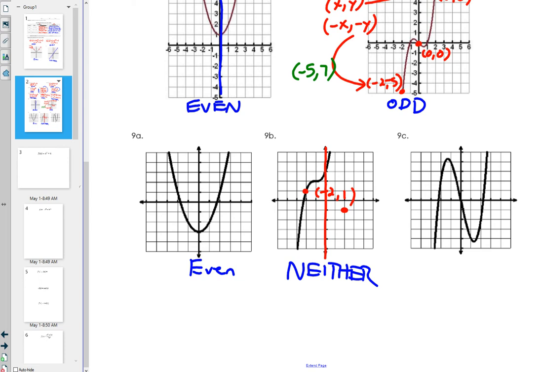You can do the origin symmetry thing and see if that looks the same. But even that's confusing for me. Even I struggle with that sometimes. Like, wow, are they the same? I'm not sure. So you could also check points.